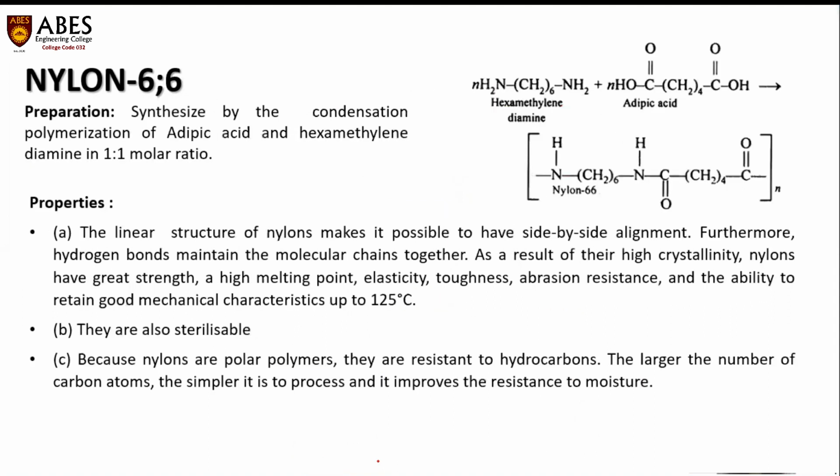Now we will discuss nylon 66. First we will discuss what the 66 represents. The first 6 represents the number of carbons in the diamine chain, and the second 6 represents the number of carbons in the adipic acid. So nylon 66 is basically prepared from hexamethylene diamine and adipic acid. It is also an example of a condensation reaction. Here also removal of water takes place and an amide bond forms.